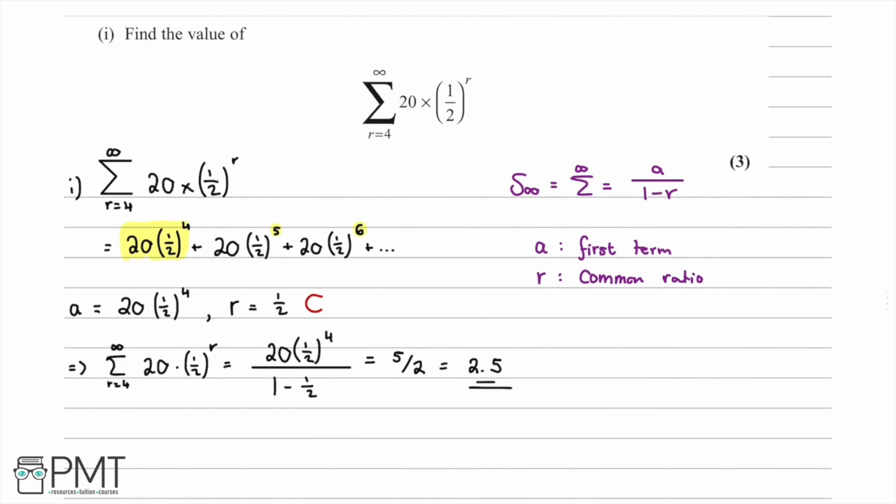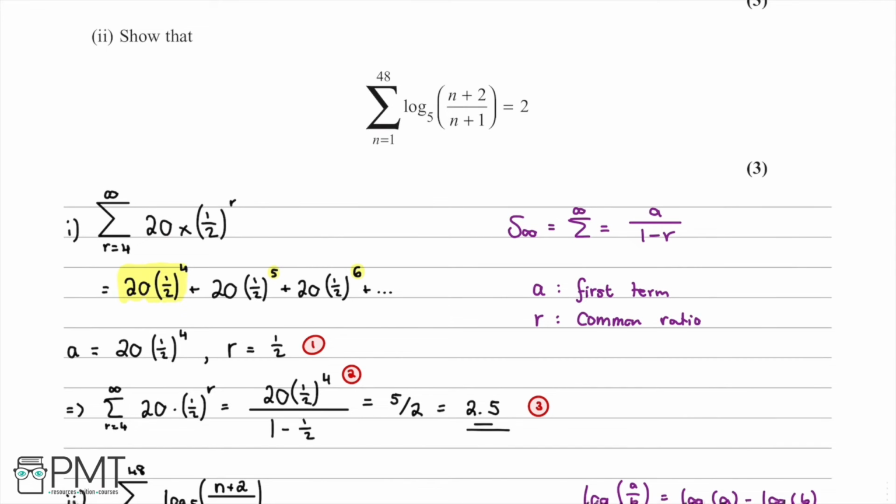So we receive our first mark for working out the values of a and r. We then receive our second mark for substituting them into the formula here, and we receive our third and final mark for coming to the correct conclusion of 2.5.